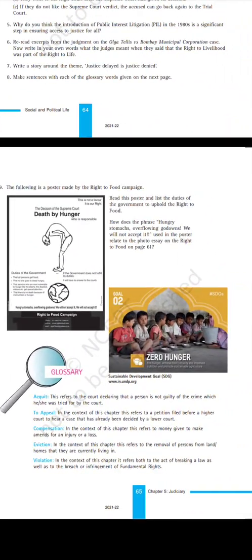Read this poster and list the duties of the government to uphold the right to food. How does the phrase 'hungry stomachs, overflowing godowns, we will not accept it' used in the poster relate to the photo essay on the right to food on page 61? Sustainable Development Goal 2, Zero Hunger.